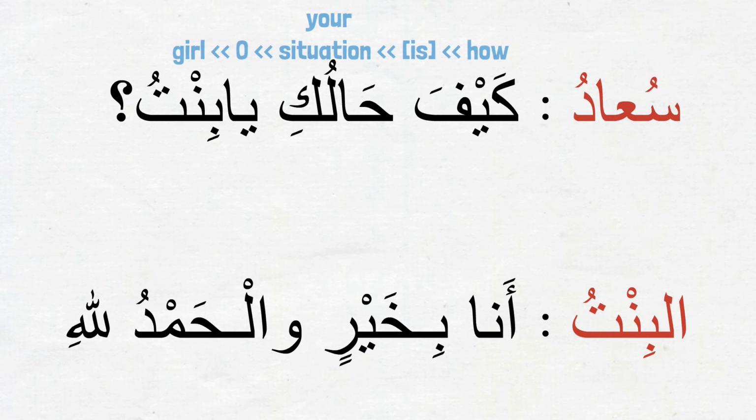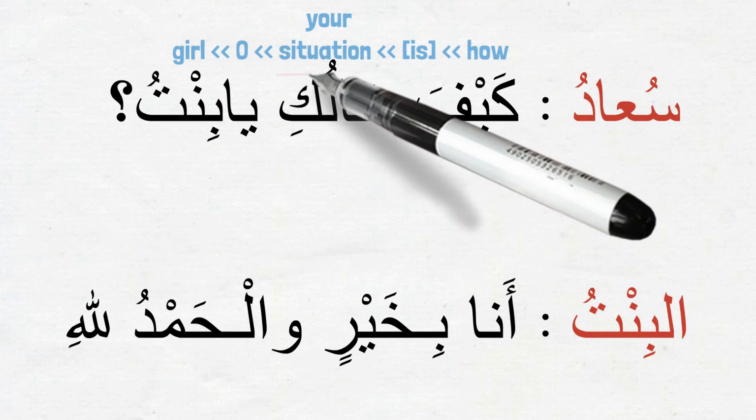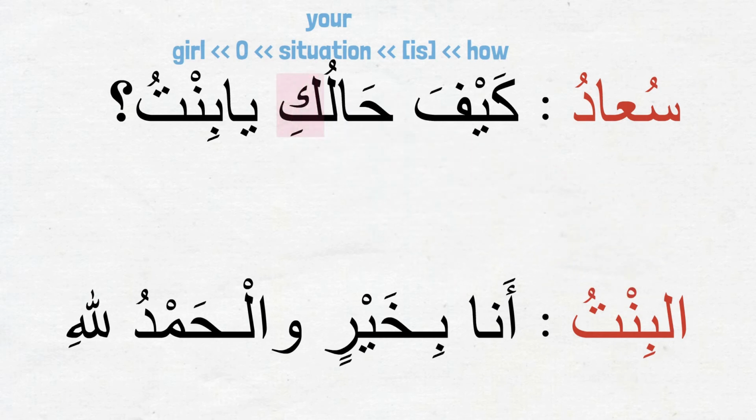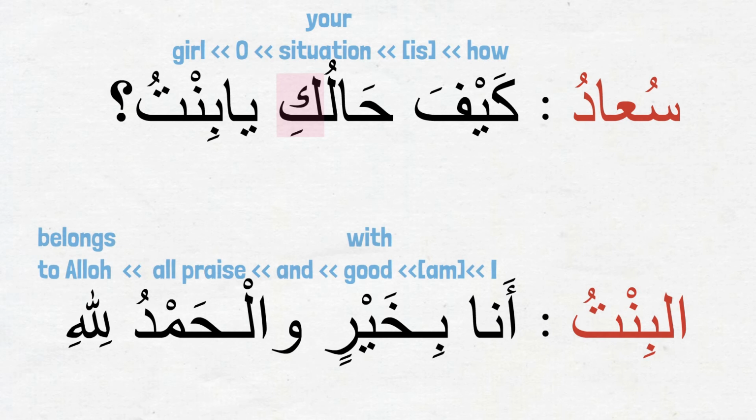But we can translate this sentence as, how are you, O girl? As we can see here, the ضمير key is being used again because SUAAD is asking the girl. البنت responds, أنا بخير والحمد لله. I'm good and all praise belongs to Allah.